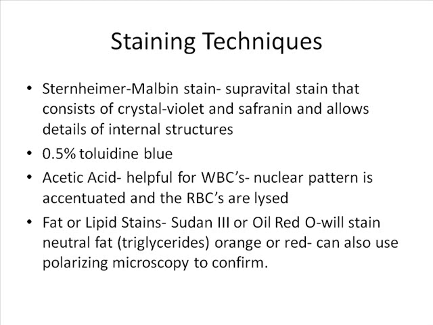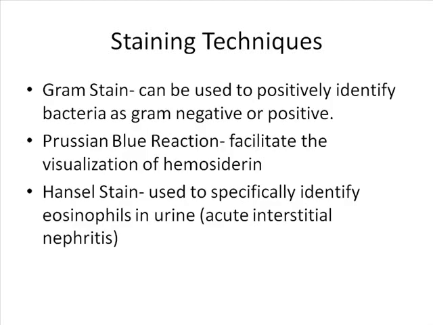If you need to use a fat or lipid stain, such as Sudan III or oil red O, you can then confirm that you may have an oval fat body, for instance, but you really should look under a polarizing microscope, because you'll see those Maltese crosses for fat. You can use a Gram stain. You can use Prussian blue to see if there's any hemosiderin in the urine.